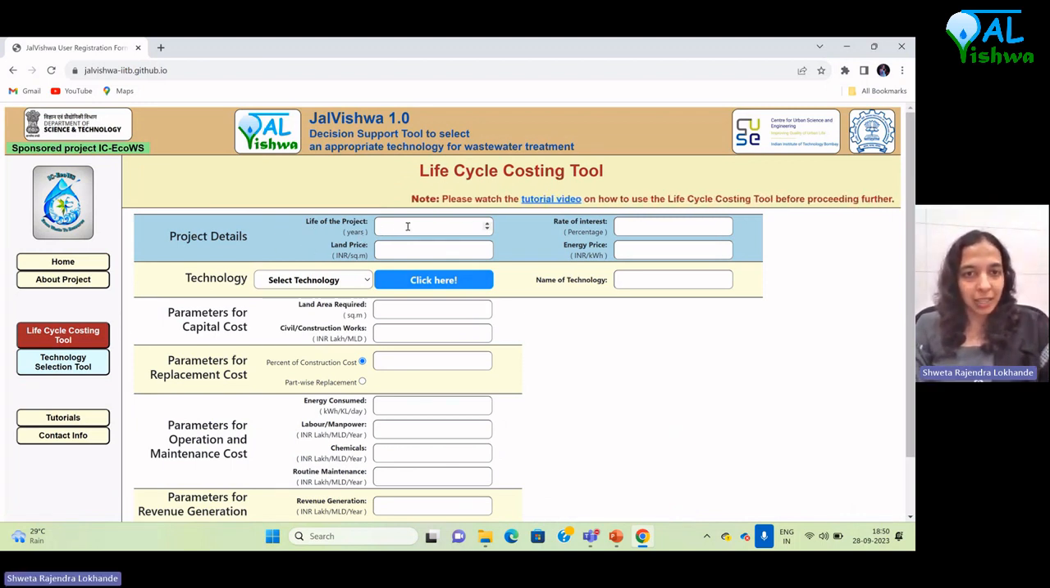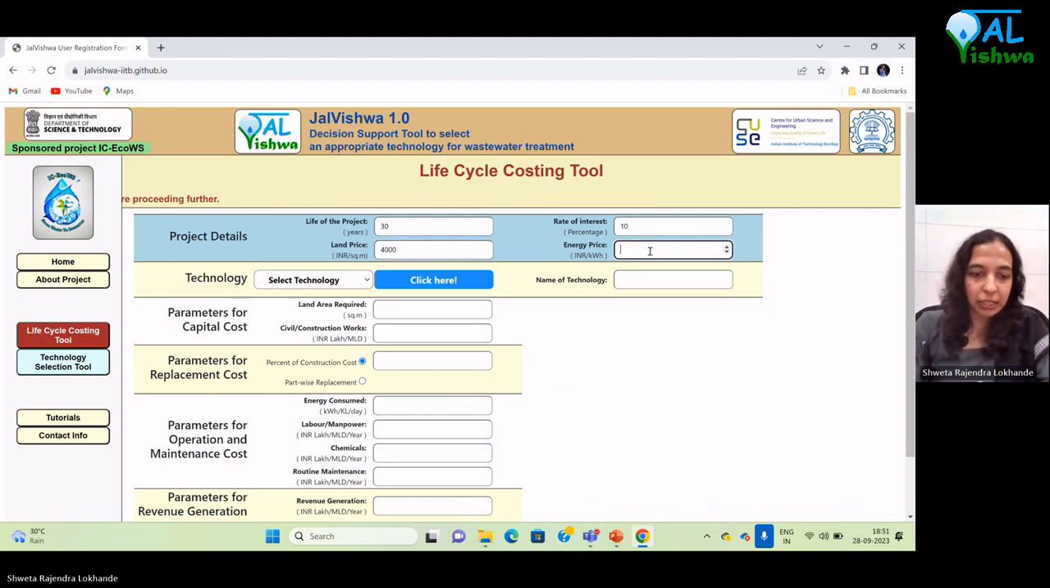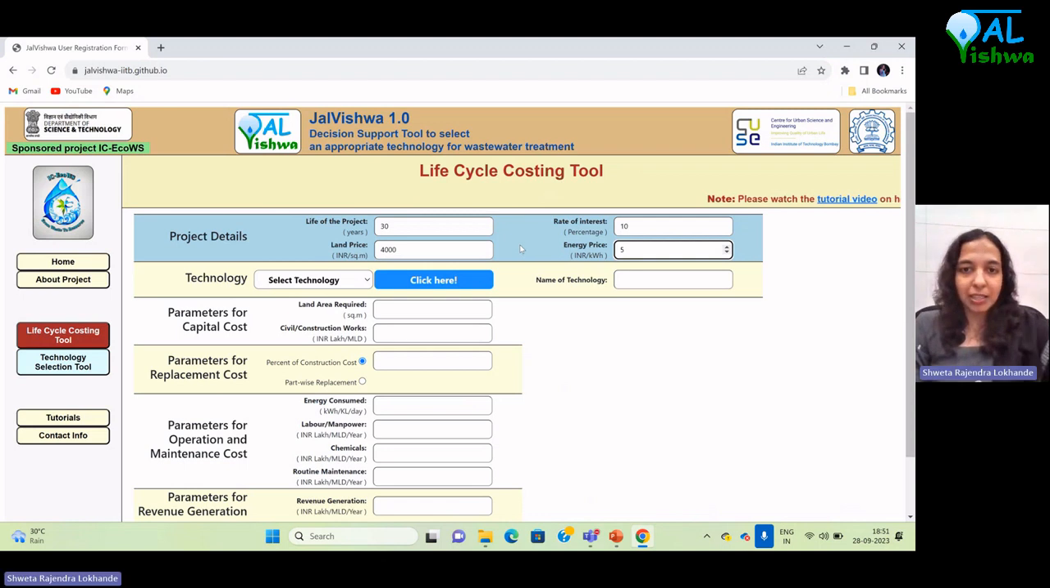So let's say for my project, the life of the project is 30 years. The rate of interest is, say, 10%. Land price, say, 4,000 rupees per meter square. Energy price is 5 rupees per kilowatt hour. As you can observe, the land price and energy price will affect the land cost and the energy, that is the operation and maintenance cost.